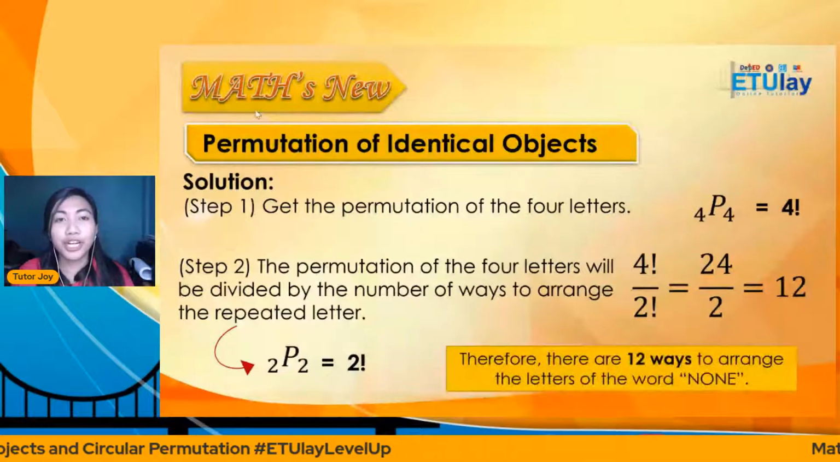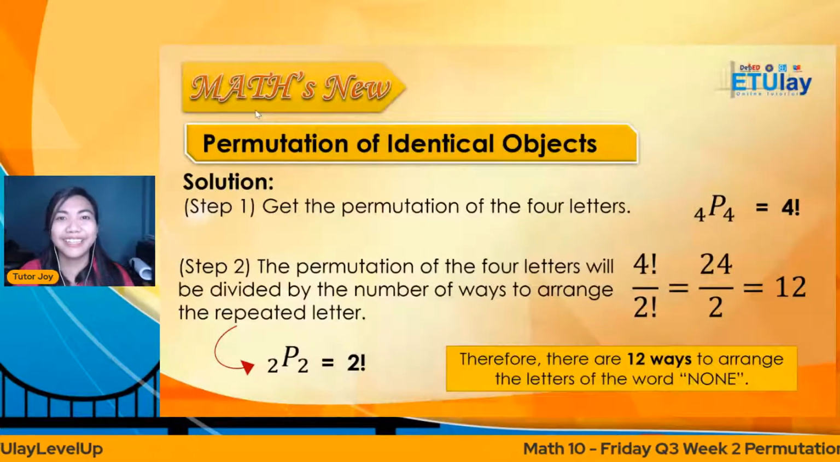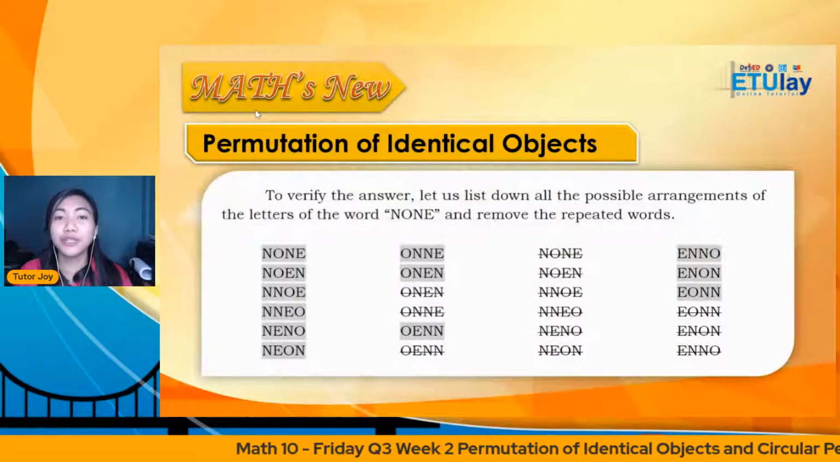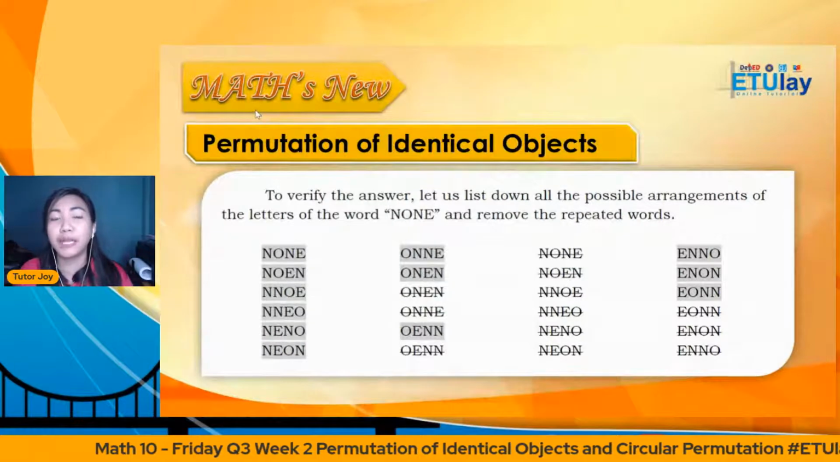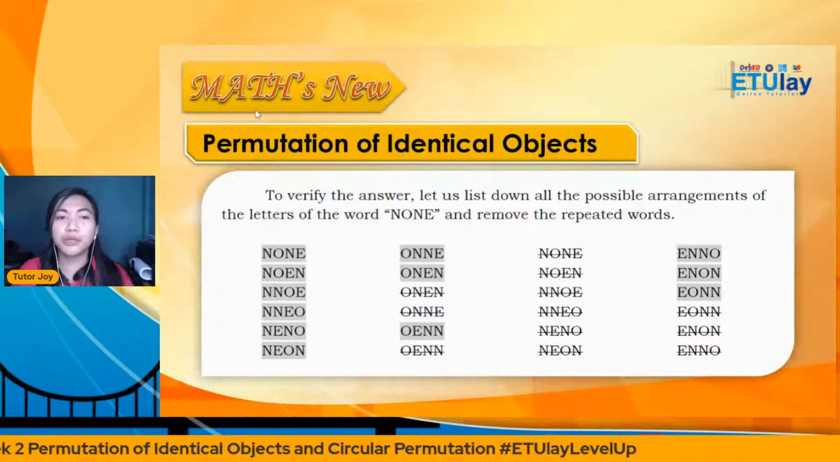That therefore, there are 12 ways to arrange the letters of the word none. At tingnan natin to verify. We can actually use the listing method since small number pa lang naman ang problem na to, no? Yung sagot sa problem na to. So to verify that answer, we can actually list down.